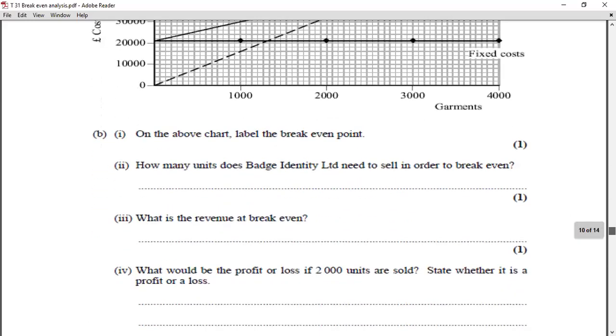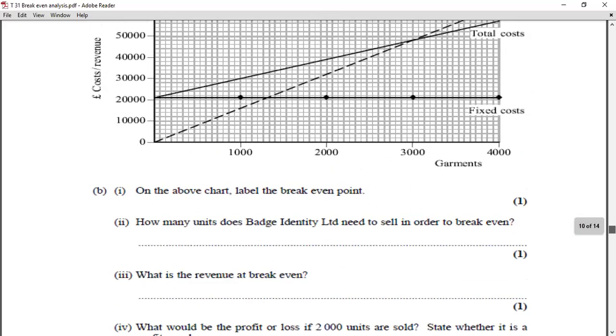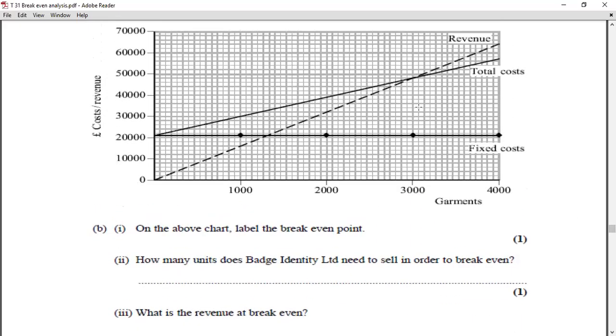Let's say the value is 1 mark. What would be the profit or loss if 2,000 units are sold? State whether it is a profit or loss. First of all, you can say it's a loss. Why? Because in order to break even you have to sell 3,000. If you sell 2,000, it means definitely a loss. You can see the loss situation.